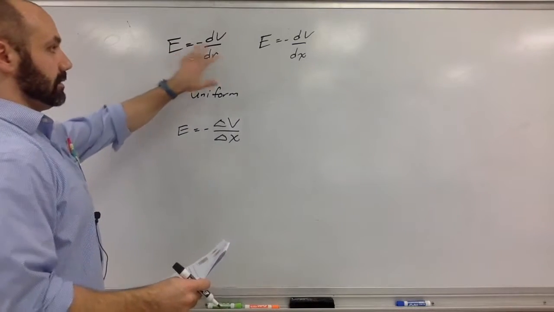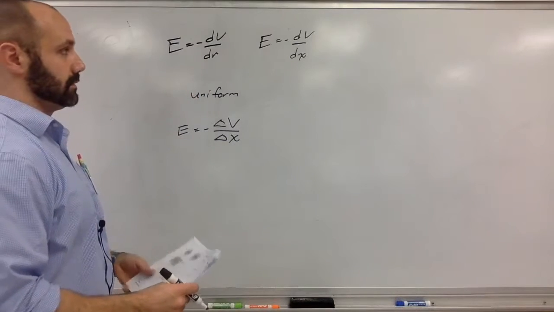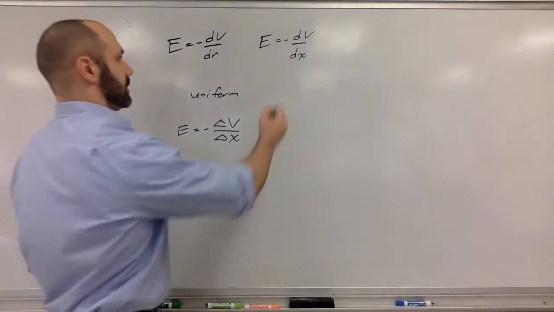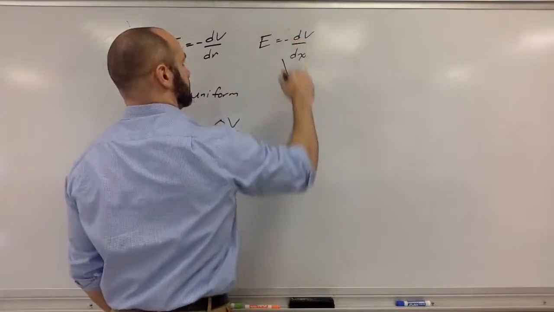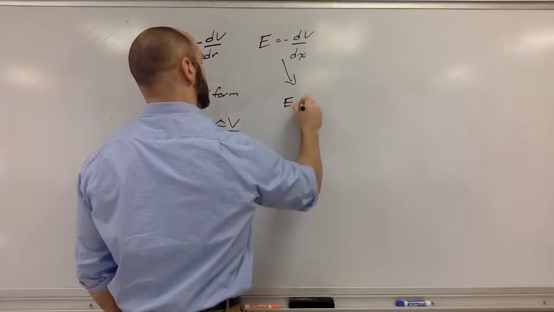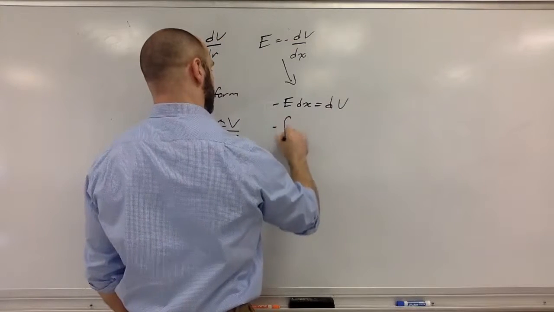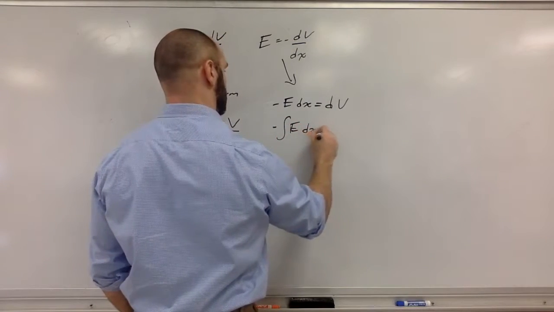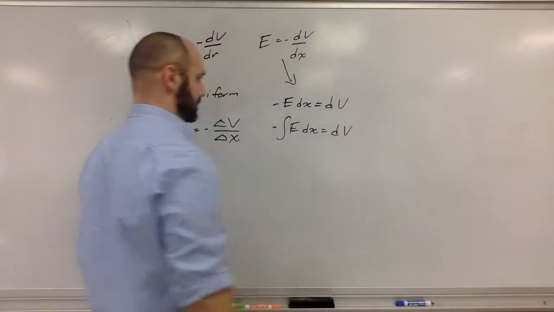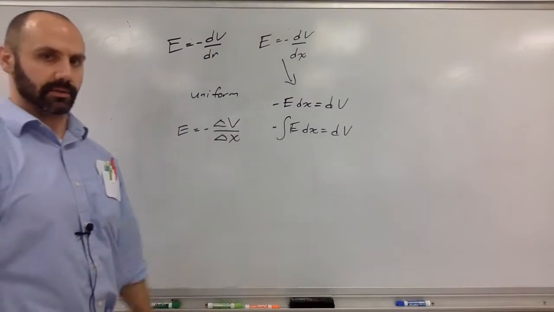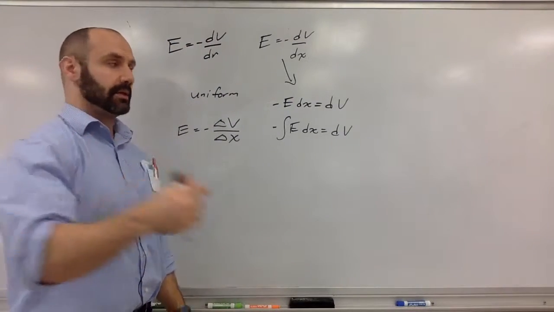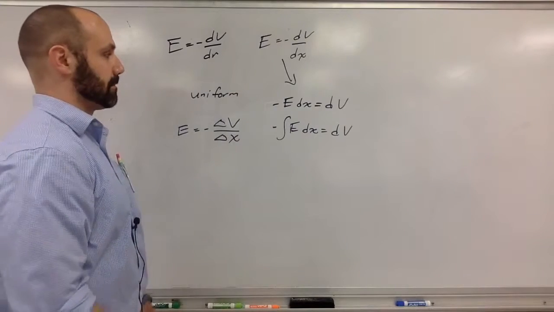And so again, thinking of this in terms of calculus, this then could be turned into E dx: negative E dx is dV, and so then negative integral E dx is dV, the way that these are related to each other. And again, if you use the units, that'll help you sort of put all this together.